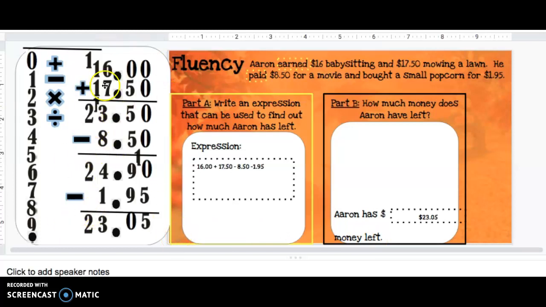Okay, so if you have any questions on fluency, please let me know. Your scrap paper should look like this. If you want to, you can do your work over here too. That's more for what is comfortable for you. If you have any questions, please contact me. I'd be glad to help you guys.